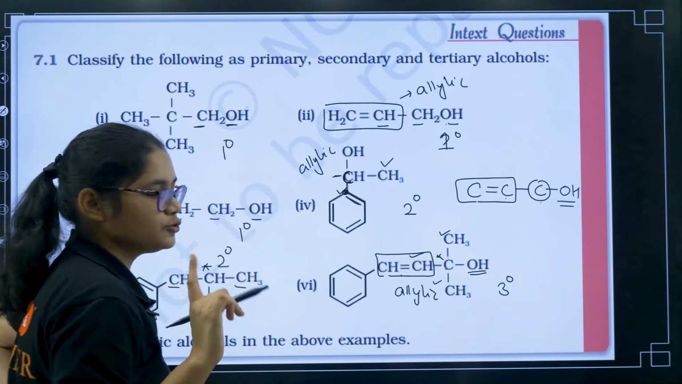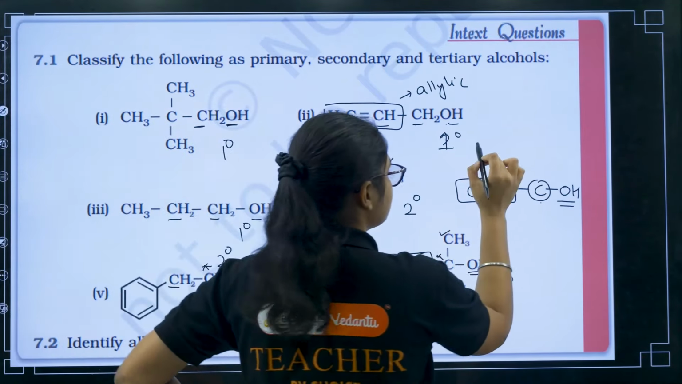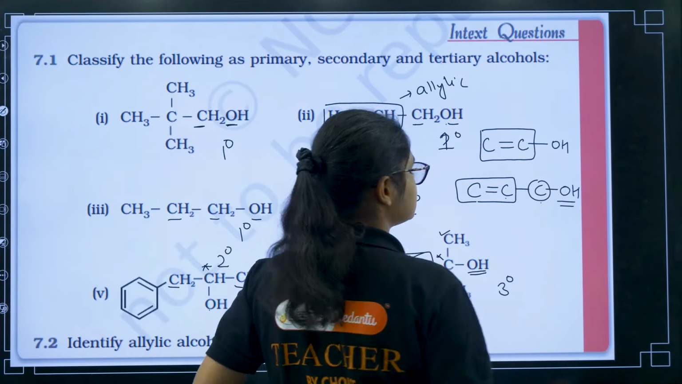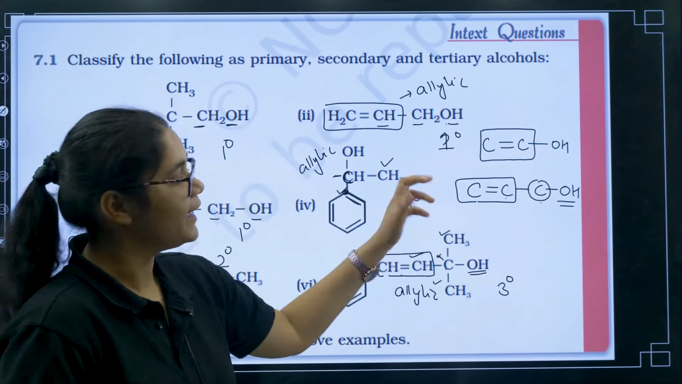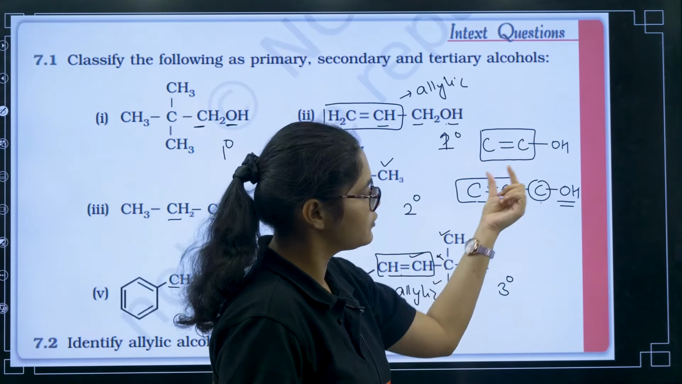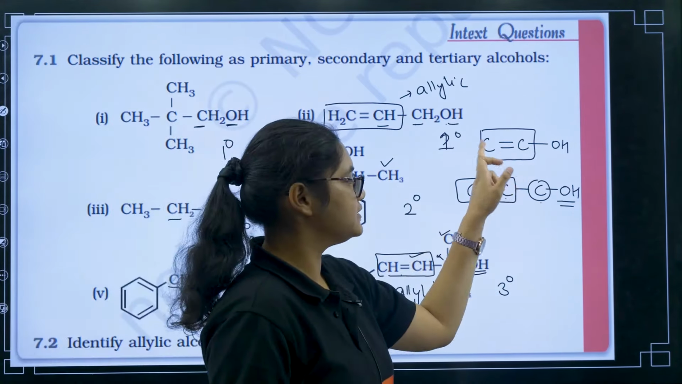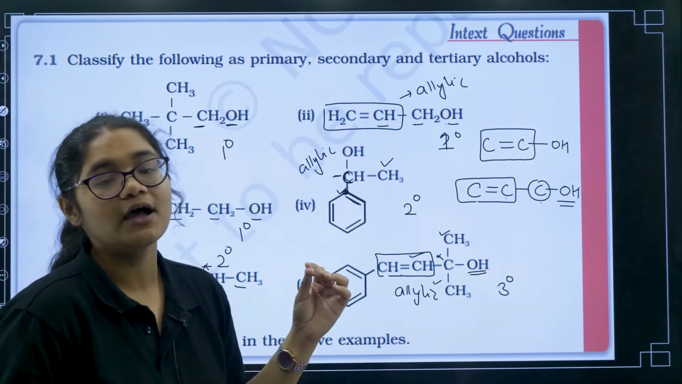Now at this time I also want to tell you what is vinylic. See, if you have C double bond C, and the OH is directly attached to this one, then it is called vinylic. Allylic means the C double bond C is there, and to the next carbon the OH group is attached, that is called allylic. OH attached directly to C double bond C, that is called vinylic.